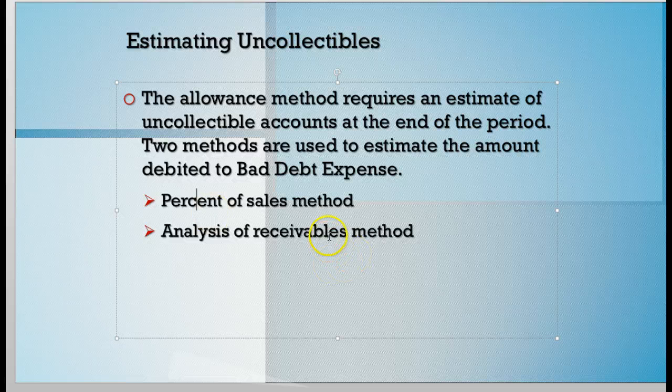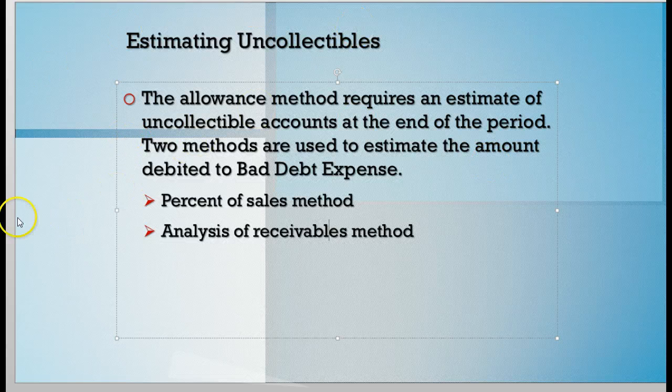The other way is we analyze each group within the accounts. Say we know of the new accounts that we've just come in, 1% is probably going to be uncollectible. We know of the ones that are there 30 to 60 days, 2% will probably be uncollectible. And it's called aging the accounts. And we'll have a video that shows how that works.